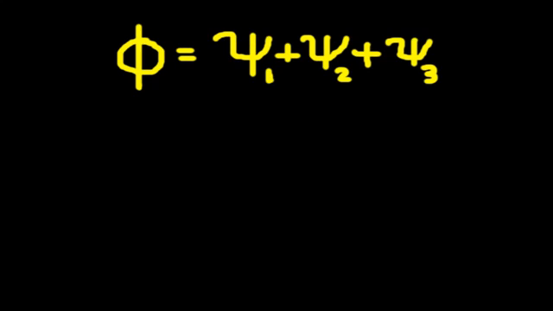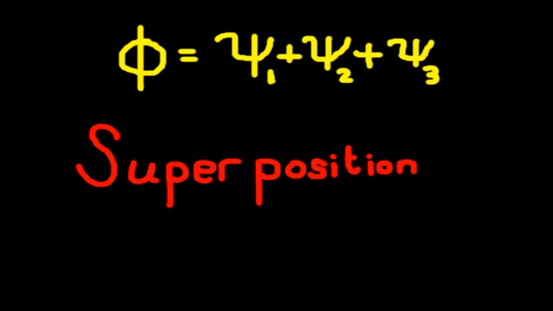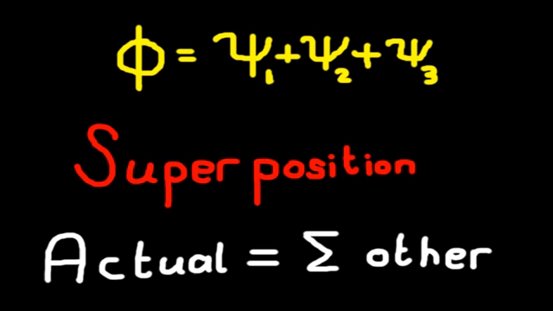For example, let's consider psi is equal to phi1 plus phi2 plus phi3. This is a process known as superposition, a fancy name, and this will be what we will talk most about in this video. Basically, the actual state, psi, is the sum of other states, phi. And this is not a purely quantum mechanical effect. You can have it arise in classical mechanics too. But here it will have different consequences.